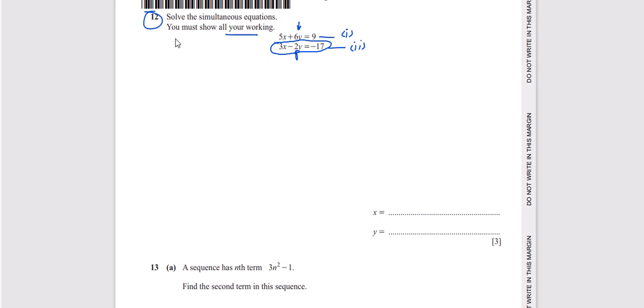So multiply 3 with equation number 2. 3 into 3x minus 2y is equal to 3 into minus 17. 3 multiplied by 3 is 9x, minus 3 twos are 6y, is equal to 3 multiplied by 17, that is equal to minus 51. So this is equation number 3.